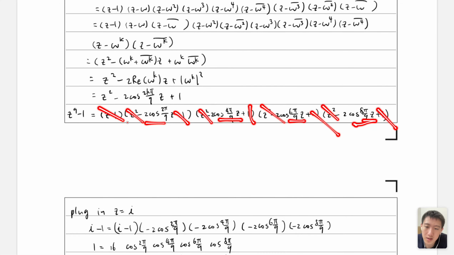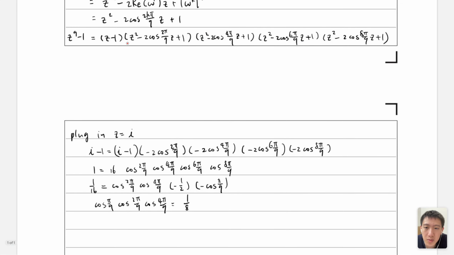Also, you need to get rid of this completely. So we plug in z equals 1 because that makes this disappear. And you'll be happy to find out that you can actually cancel out these terms.